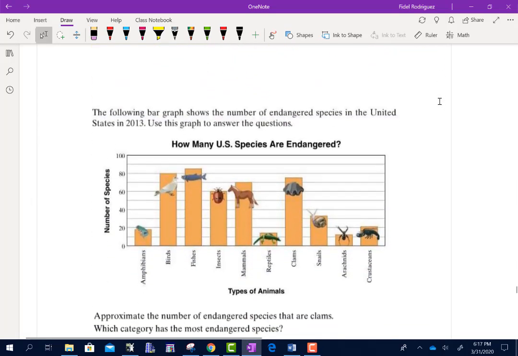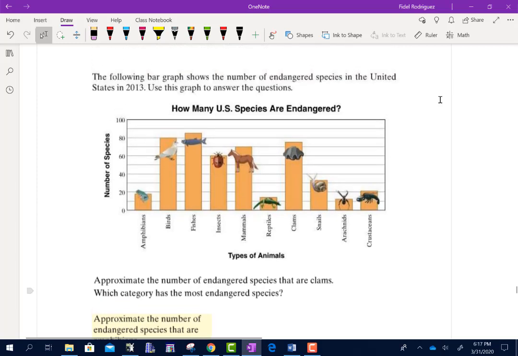Alrighty. So now let's talk a little bit about bar graphs. Okay, so it says the following bar graph shows the number of endangered species in the United States in 2013. Use this graph to answer the questions. It says approximate the number of endangered species that are clams. So here's clams. That's 20, 40, 60, that's 80. So this is going to be 70 right there in the middle. So it looks like it's about 75 is what I would say. All right, so 75. Which category has the most endangered species? So which is the biggest bar? It looks like the fishes.